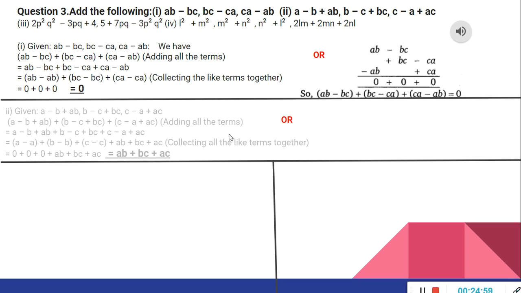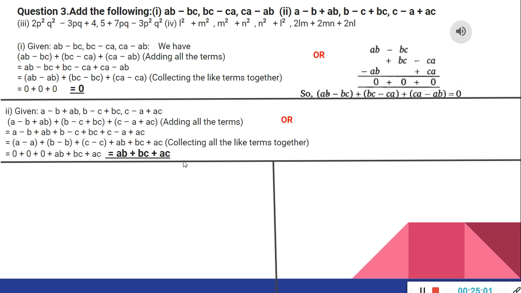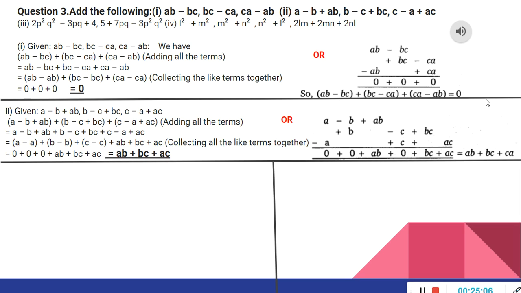Now second question is A minus B plus AB, B minus C plus BC, C minus A plus AC. So here also, if you are arranging like terms, A and last minus A is there. So cut it down. A minus A is 0. Minus B, then plus B is there. So that also will cancel out. Now minus C plus C, that also will cancel out. Then remaining AB plus BC plus AC.